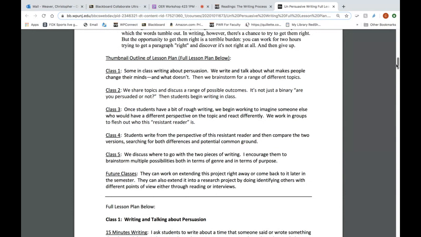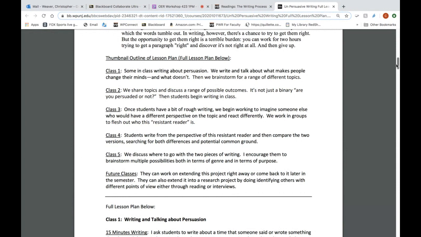When were you persuaded? After they write about that for a little while, I say, now take 5 minutes or so and analyze what happened. Try to explain why you think you were persuaded. They do that writing, then share it in groups, and then we talk about it. One of the things I want them to discover, and it almost always happens, is that people are very rarely persuaded.